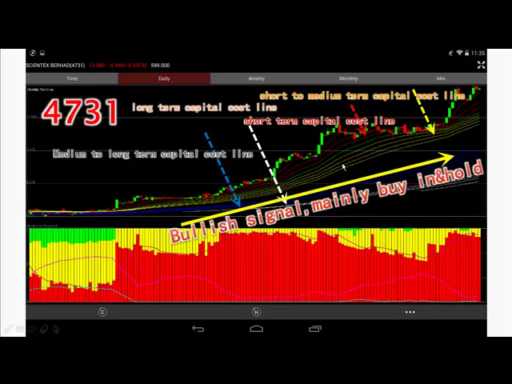I think this indicator could satisfy different terms in research, no matter which term you want to choose. When the colorful lines are ordered like this, with the white line at the bottom, then the blue line, then the yellow line, and the red line, it is a bullish signal. So we should mainly buy in and hold this share, just like 4731.